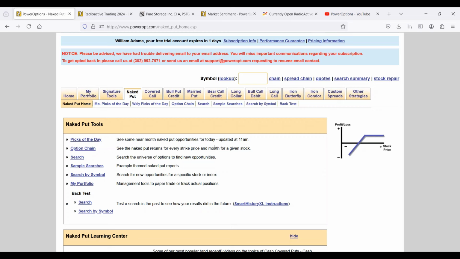Now, selling strategy 2 weeks out is great. That's what I like to use with my bull put credit spreads. But the strategy and the search criteria I would start with, and I would prefer to use right here in Power Options, are Ernie's picks of the day. What are the picks of the day?